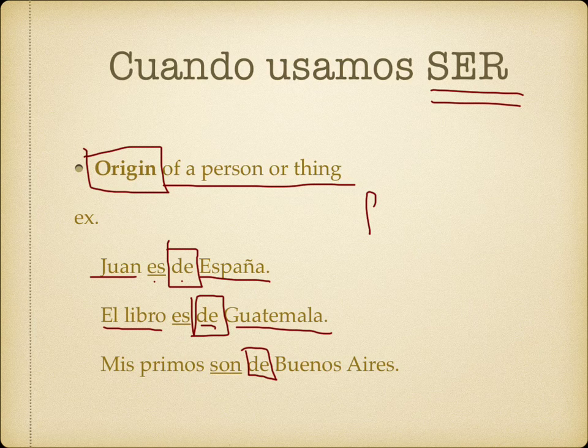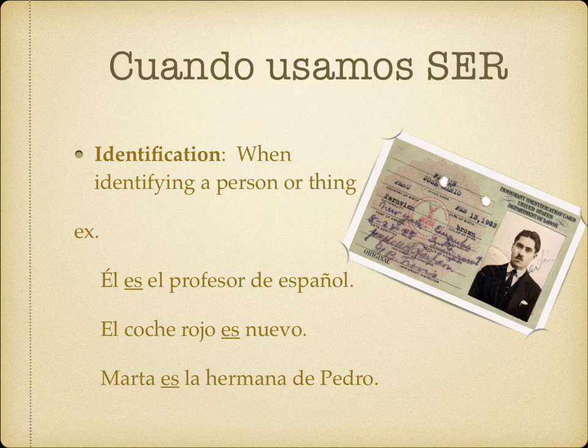So whenever we see from, aka de, and we're talking about is, and we could use ser or estar, we're always going to use the verb ser with de. Now, we also use it when we're identifying a person or a thing. For example, here we have él es el profesor de español. We have él es. We're identifying this individual as the professor of Spanish. So we're going to use the verb ser.